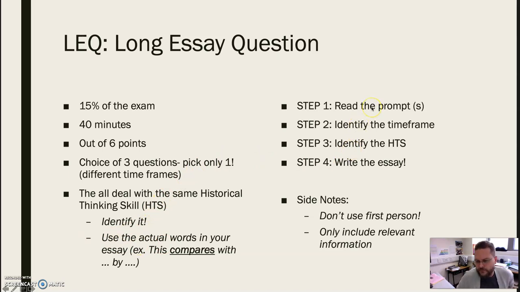So what you're going to do when you first get the essay, you're going to read the prompts, identify the time frames, identify the historical thinking skills, and then you're going to start writing the essay. I'm going to take a look at what that's going to look like here in just a second.